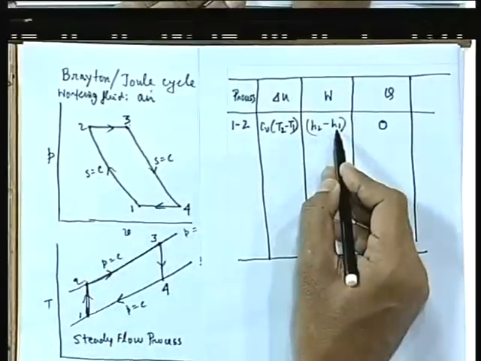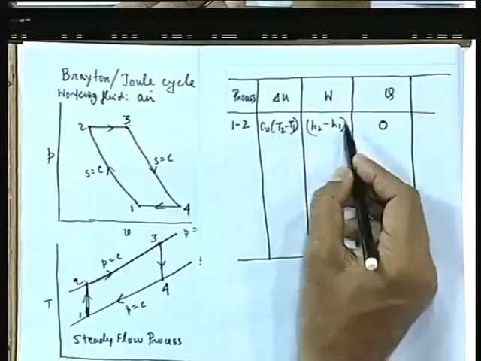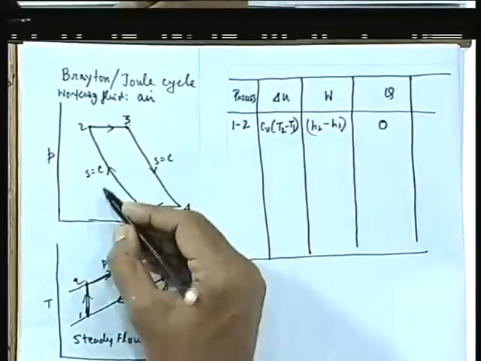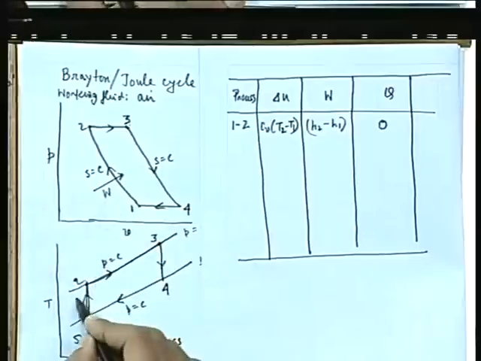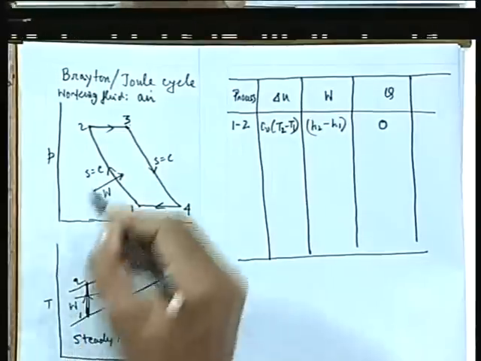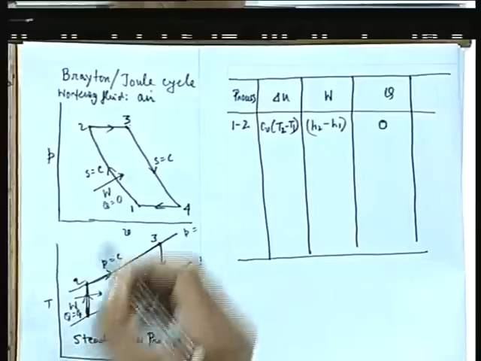This is the work which is being done on the compressor. So H2 minus H1 is always positive, H2 is more than H1, and I have written it taking care that it is done on the compressor. So therefore work is done here, W. But Q is 0 here. Q is 0 in the 1-2 process.